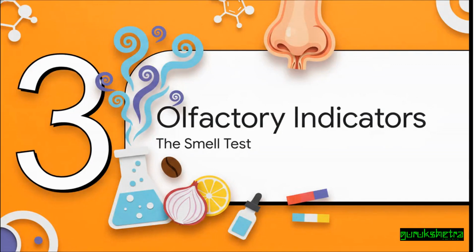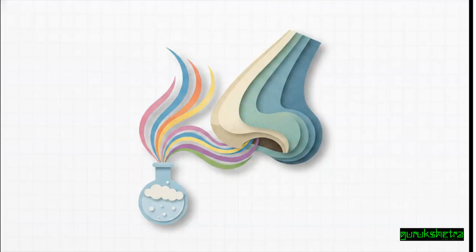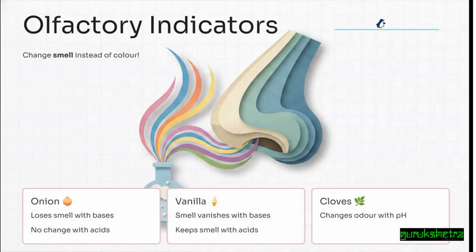Let's shift gears to Section 3, Olfactory, the smell test, chemistry for the nose. So, we've spent a lot of time looking at brilliant colors, but I want to remind the class that our detective work isn't just visual. The absolutely crucial point here is that olfactory indicators change their smell instead of their color. They will alter or completely lose their natural odor based entirely on the pH level of the substance they're interacting with. This is incredibly useful, especially for visually impaired scientists, and it serves as another really powerful, highly reliable tool in our safe identification kit.